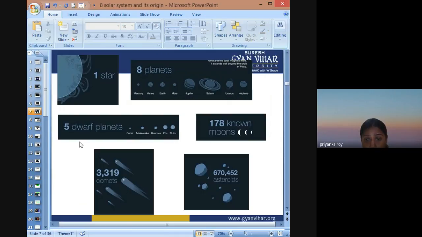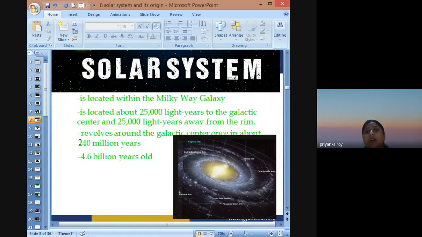About 3,319 comets are there, and there are 6 million 70,452 asteroids in our solar system. It is located within the Milky Way galaxy. We knew that it is located about 2,500 light years from the galactic center.